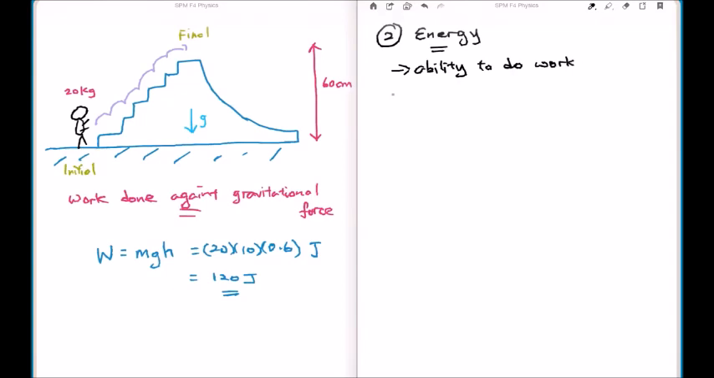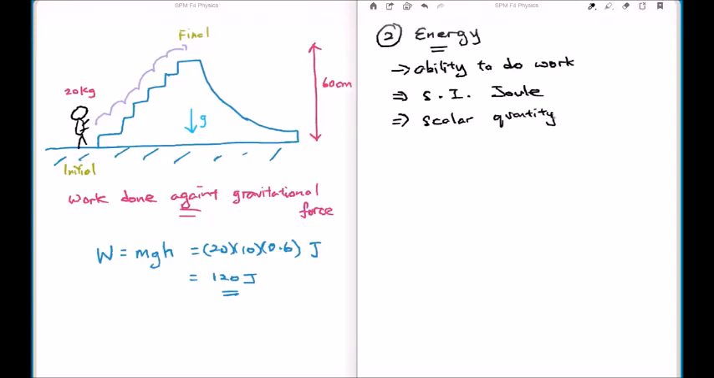The SI unit for energy is also joule, similar to work. And good news is energy is just a magnitude. It's just a value. It's a scalar quantity. Unlike work, where you have force, and force is therefore a vector.